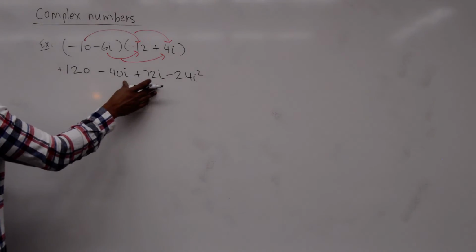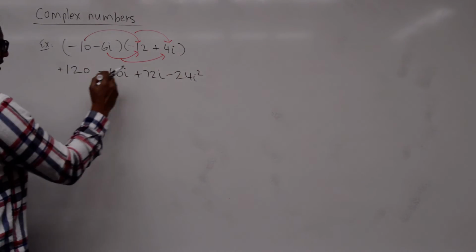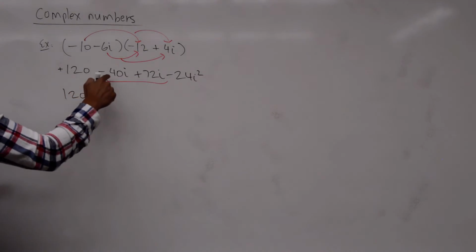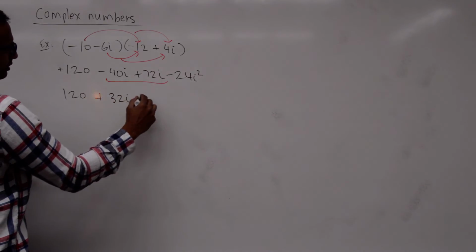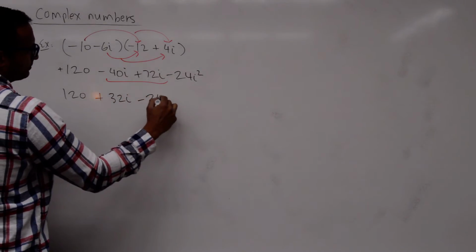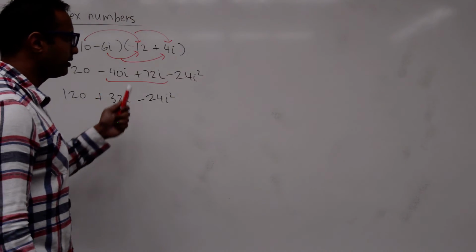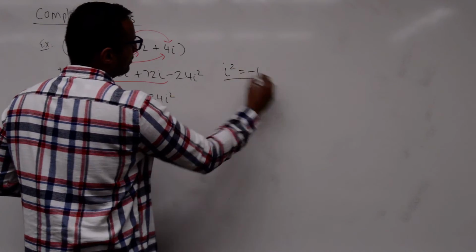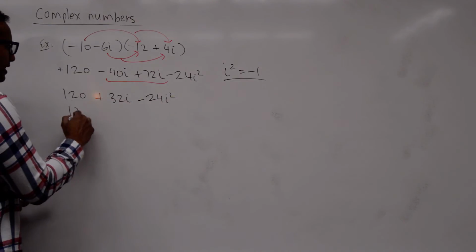Okay? So you FOILed. Now let's combine our like terms. So far, that's an i squared, so that's not a like term with the i's. But these are like terms. So we can say this is 120. Negative 40 plus 72, that'll give me 32i minus 24i squared. If you leave your answer like this, it is incorrect. So why is it incorrect? Because remember, we learned earlier that i squared actually equals negative 1. So when you see an i squared, you're going to replace that with a negative 1.